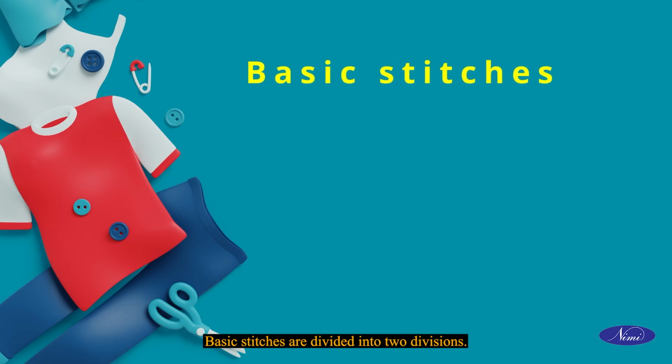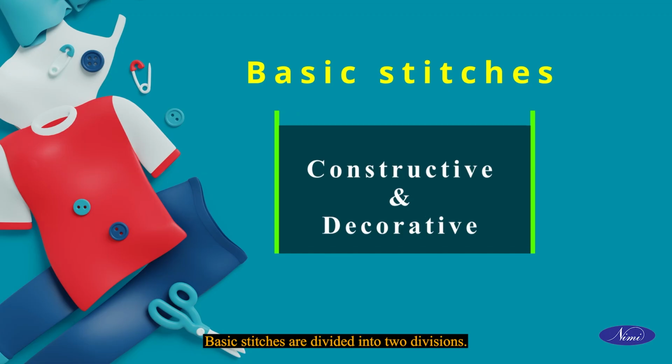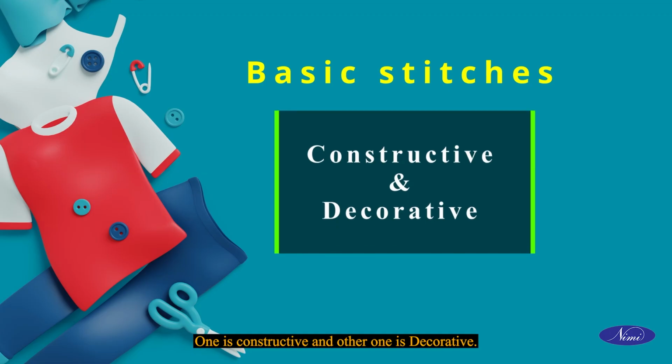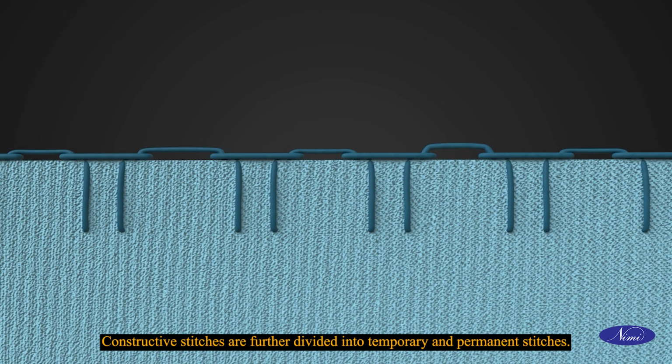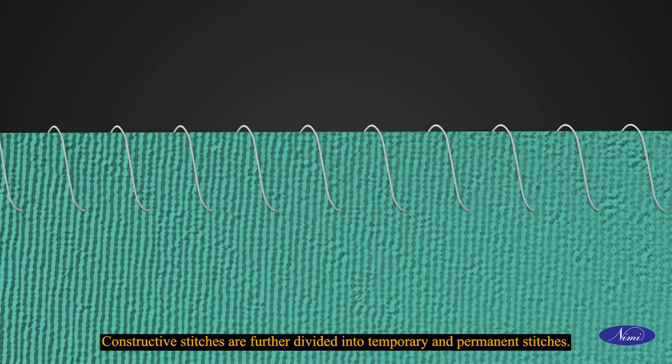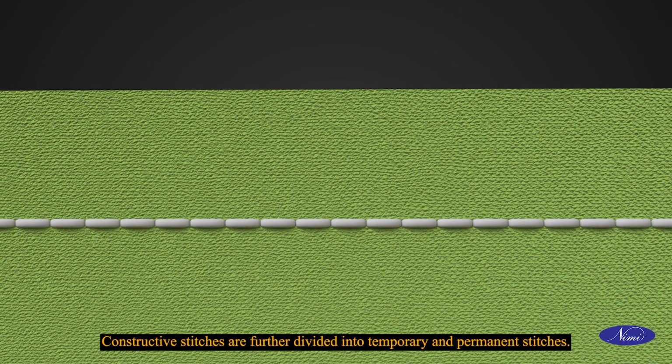Basic stitches are divided into two divisions. One is constructive and the other one is decorative. Decorative stitches are used in embroidery. Constructive stitches are further divided into temporary and permanent stitches.